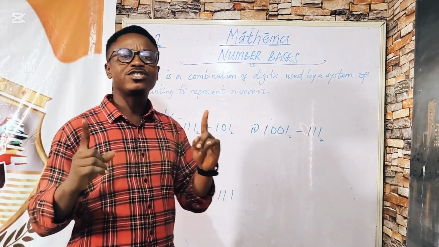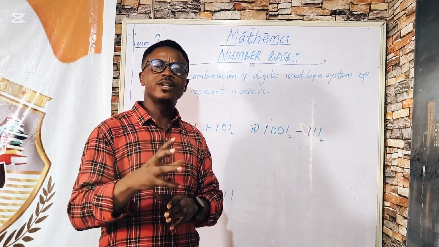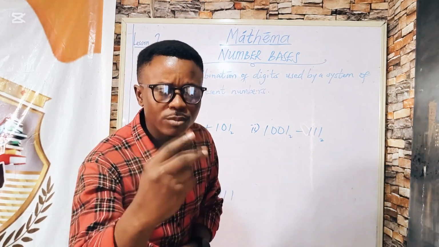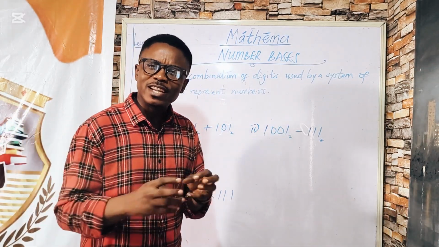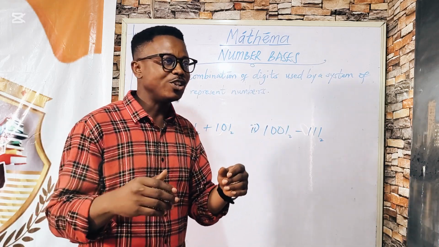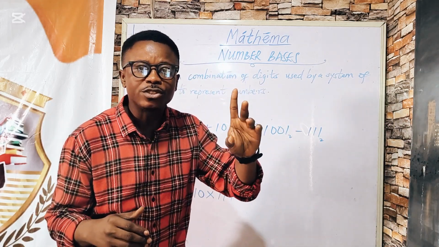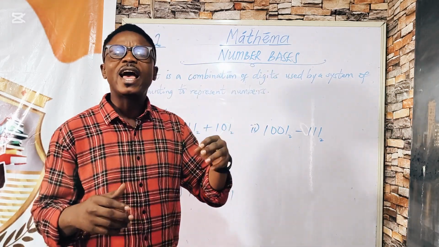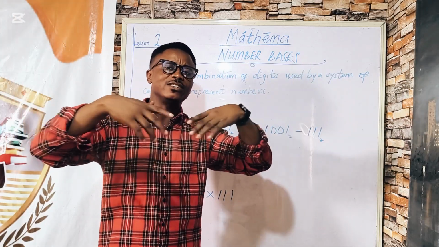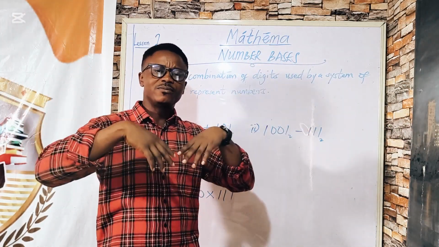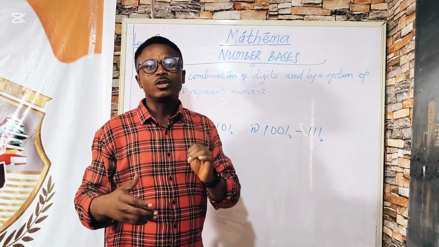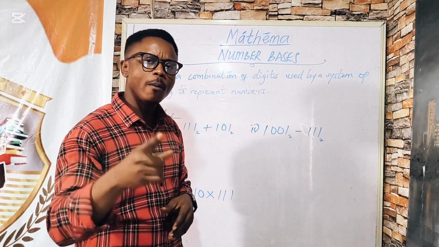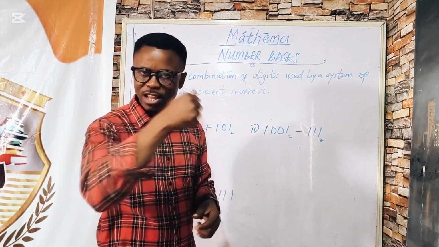Very quickly, for the sake of this topic, today I'll just be covering addition and subtraction of numbers in base 2. Now we know that in the number base system there are about 3 special bases, which include number base 2, also known as binary numbers, number base 10, and others. When I talk about others, that includes base 3, base 4, base 5, and the list goes on. So we're going to be looking at addition and subtraction, including multiplication of numbers in base 2. Are you ready? Then let's go.